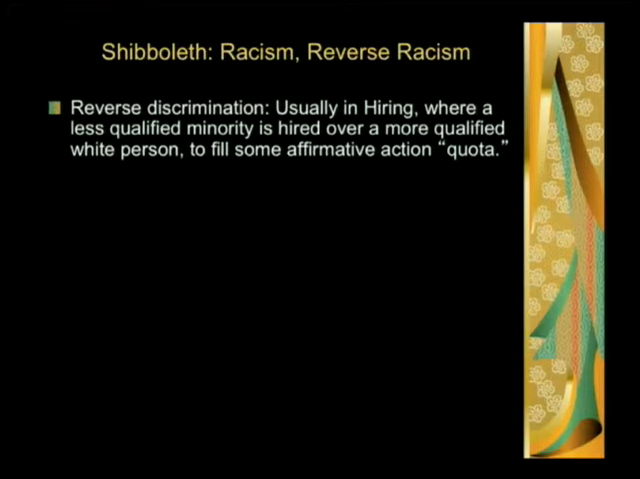Reverse discrimination, which is the only place that actually has meaning, is in hiring. Where basically a less qualified minority is hired over a more qualified white person to fill some affirmative action quota. Now, affirmative action is itself a shibboleth, because it implies that you're not actually qualified, but we have to basically fill this quota in order to receive federal funding.